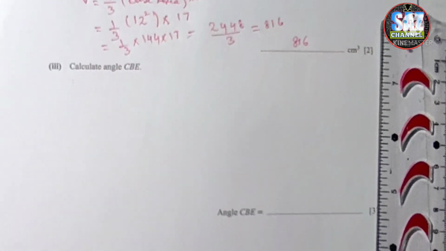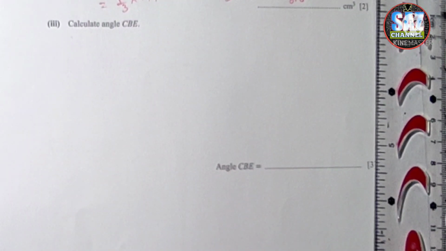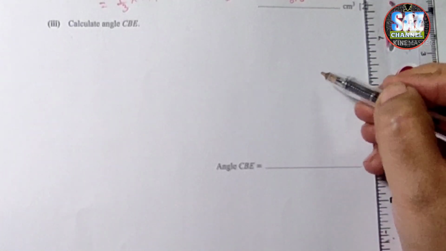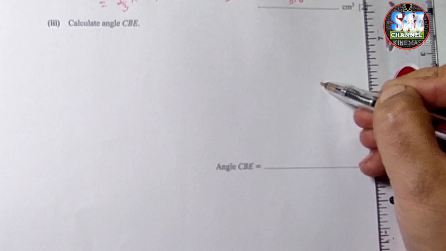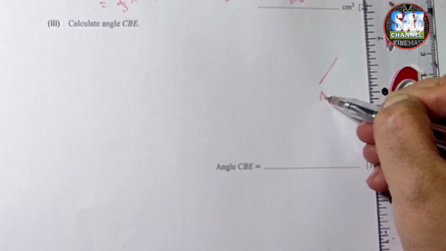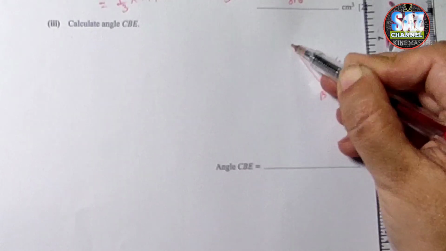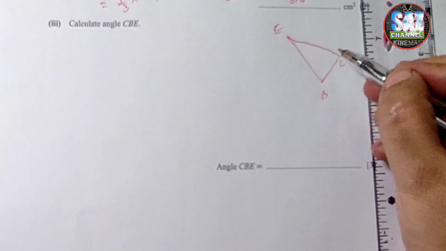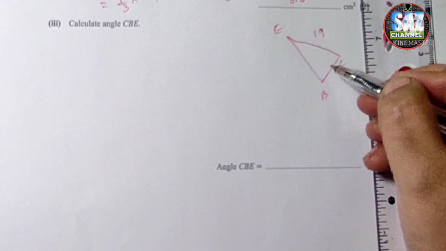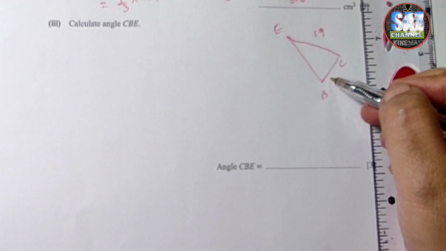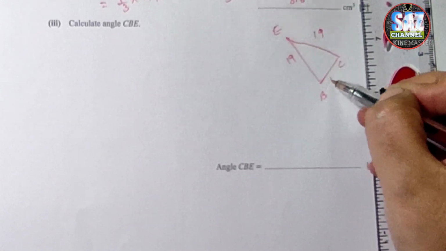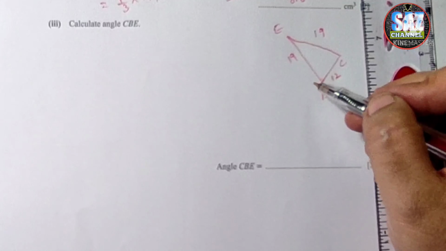Moving to the last part of this question, the last part says calculate the angle CBE. Let me keep the previous page in front of me. Let me draw the triangle here. This is the position for B, this is C, and this is E. Now look, this E to C is 19 given in the question, and E to B again is 19 because this is a sloping edge, and B to C is 12, because B to C is the side of the square base.